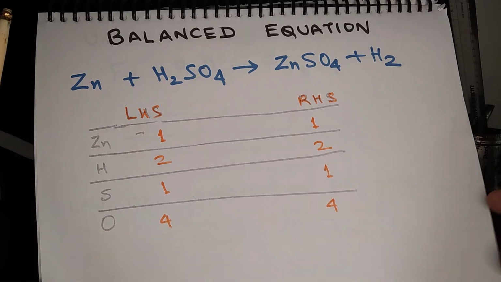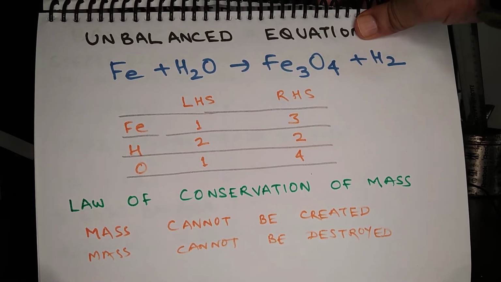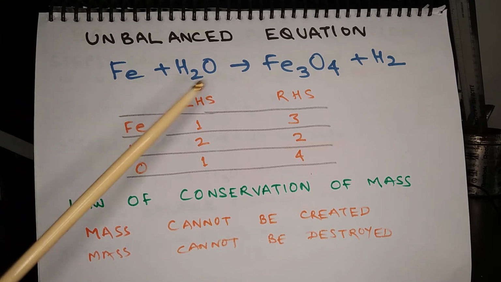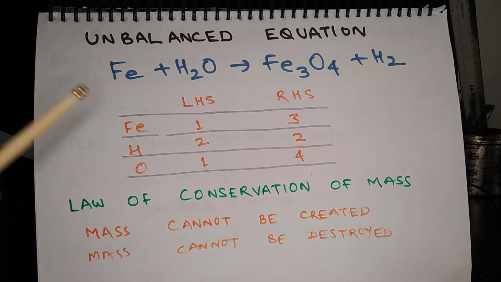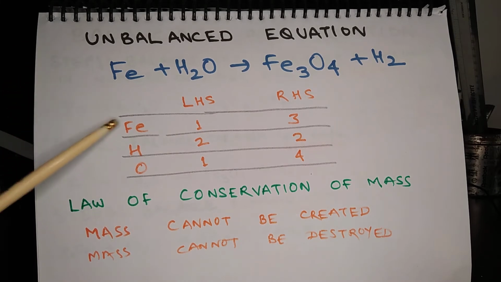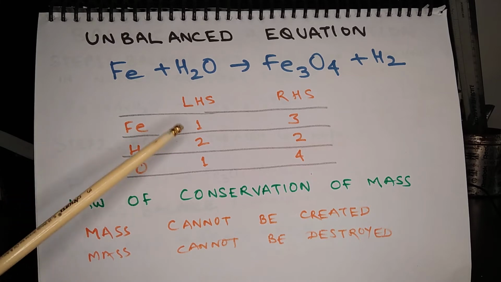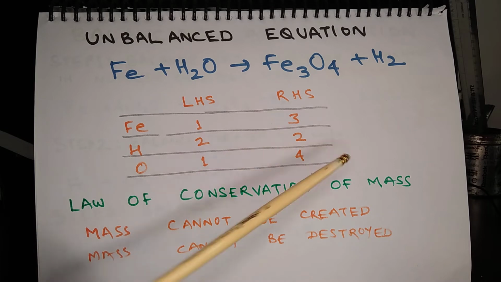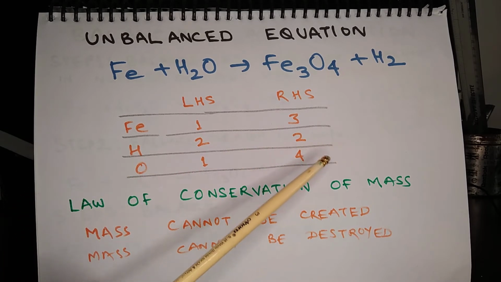Now let us look at an example of an unbalanced equation. This reaction is between iron and water, which gives iron oxide and hydrogen. Fe plus H2O is equal to Fe3O4 plus H2. On LHS, the number of atoms of iron is 1, and on RHS it is 3. For hydrogen it is 2 on both sides. For oxygen it is 1 on LHS and 4 on RHS.